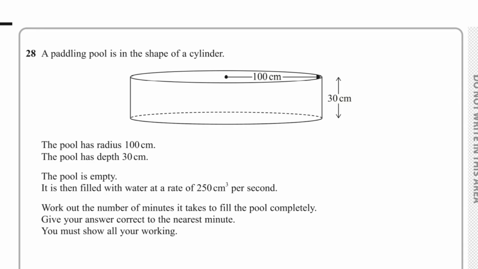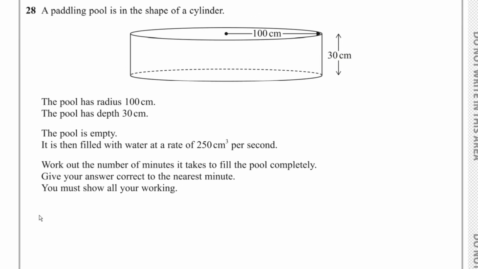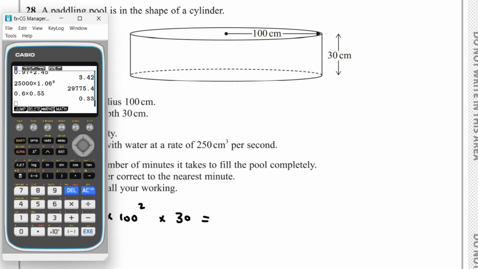So what we can do to begin with is find out the volume of the pool. So for the volume, well, we've got the area of the circle, which is pi times radius squared. So I've got pi times by 100 squared, but then I need to multiply by the depth. So let's work out the volume. I've got pi times 100 squared times 30, which is equal to, as a decimal, 942,477.7961.